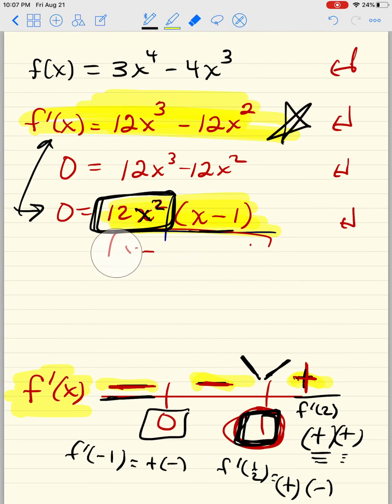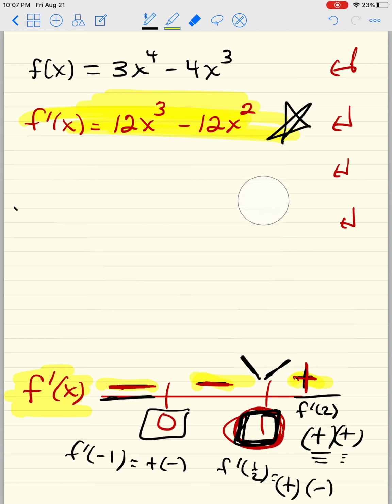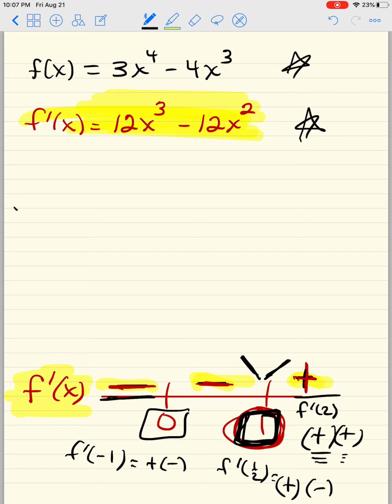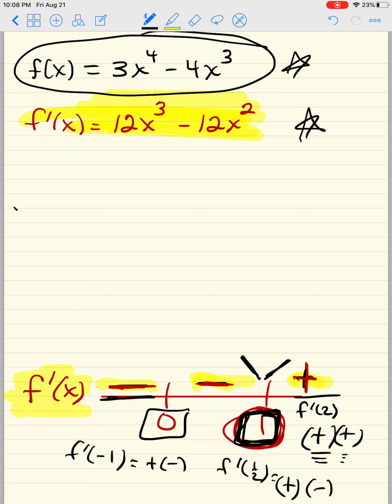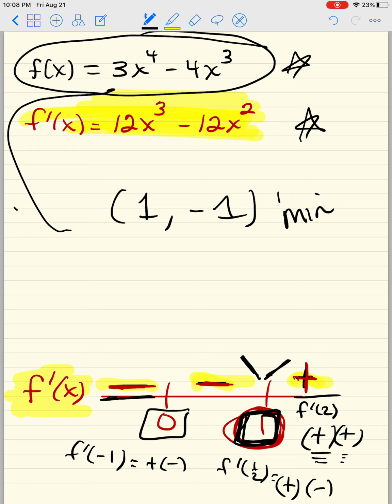So I'm going to erase some of these. So x equals 1. And remember, you have two places. Where should you plug it into to find the value? Do you plug it into f prime or do you plug it into f of x? This is our graph, so you got to plug it into here. If you plug 1 in, 3 minus 4 is negative 1. So there's a relative min at (1, negative 1).